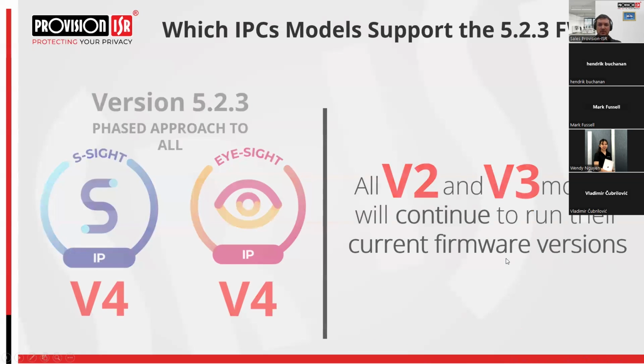Then also I would like you to note, while we're on this topic, that all V2 and V3 models in the SSIT and RSIT will continue to run with their current firmware versions. Therefore, version 5.2.3 is not for V2 or V3 models. It's only for V4 models in both the SSIT and RSIT series, where V2 and V3 will run on the current firmware versions that are currently available out there. Just want to clarify that.